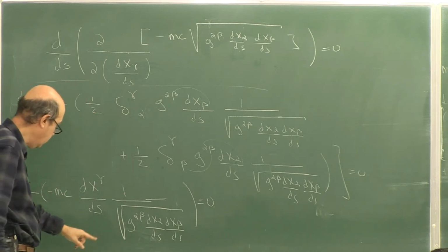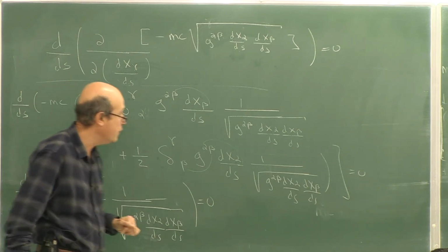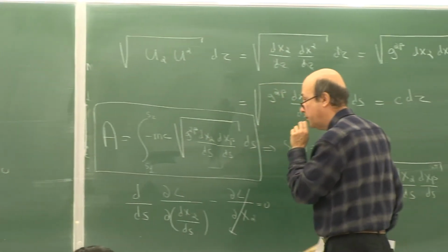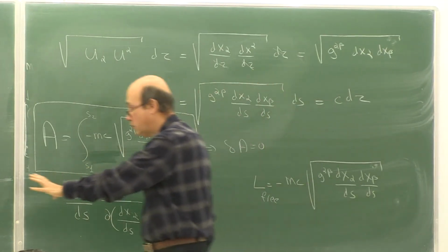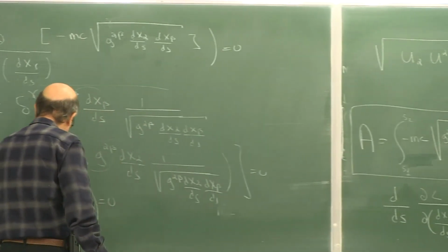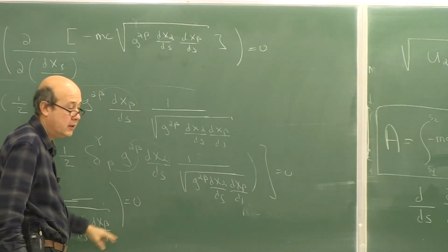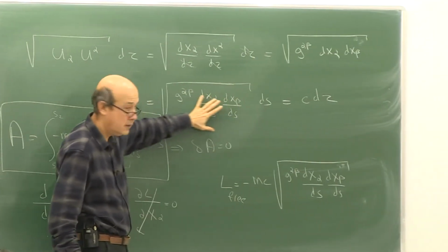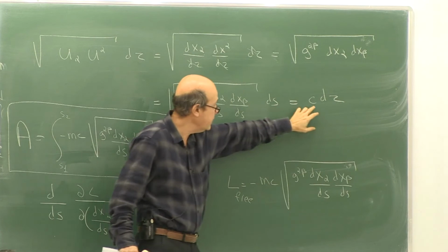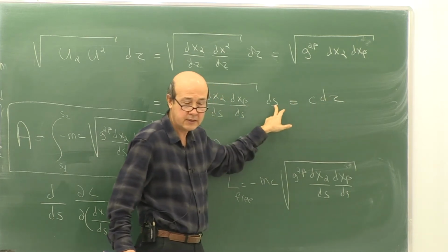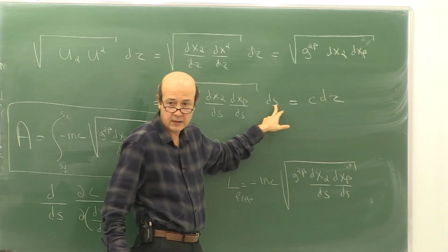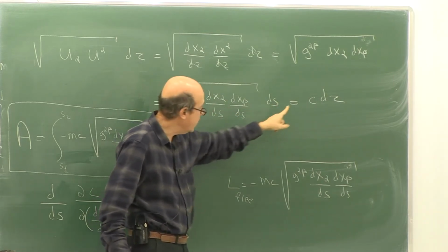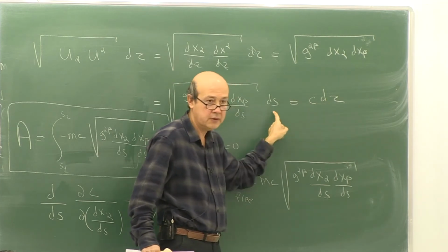On the leftover term, here you have an excess term, but you can handle that excess term very easily. What is this excess term, the square root of g alpha beta dx alpha dx beta over ds? Look at here, which term? Instead of this, you can write c d tau over ds. Okay? Instead of this term, you can write c d tau over ds.